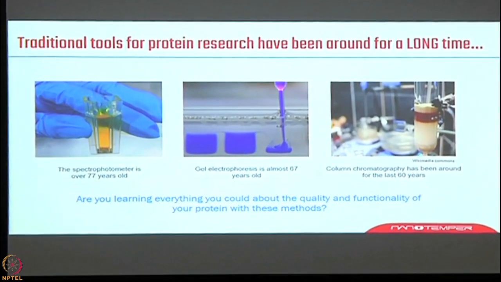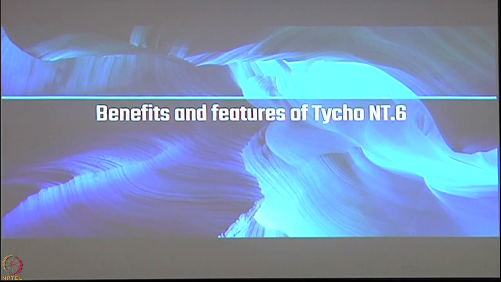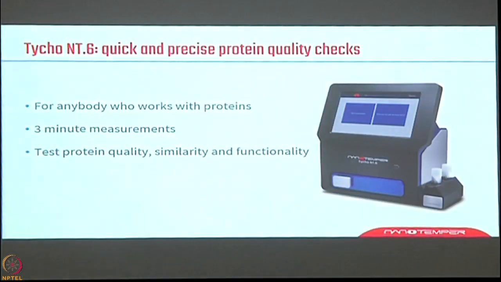So we have this newly launched product, which is known as Tycho. In one go, it takes 6 samples, and you can actually check the quality of the protein. You will come to know whether the protein you have purified is functional or not. The basic principle of this machine is that it can work with any kind of protein, whether it's an antibody, a normal protein, membrane protein, or receptor protein. It gives a 3-minute measurement, so within 3 minutes you are checking the quality and the purity of the protein.